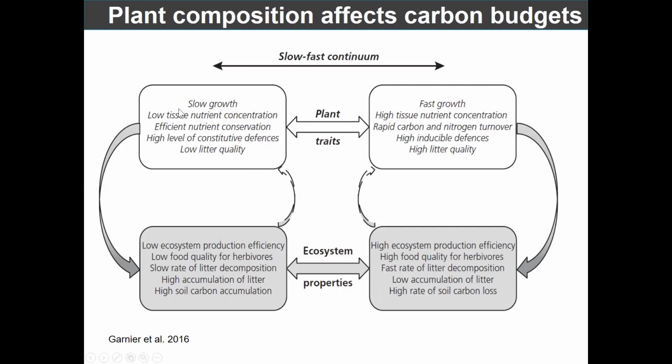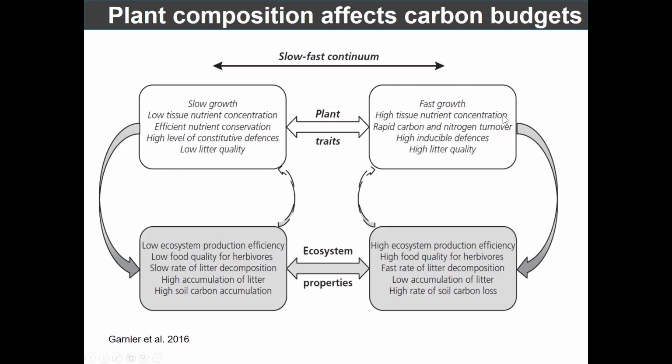So if you can see here on the left, we have plant communities dominated by slow growth or low tissue concentration. And when you have communities dominated by slow growth rates, these communities are going to be very good at storing carbon over time. For example, they will have low ecosystem production efficiency, or they will also accumulate litter over time and will have a very slow turnover rate. And as a result, they will be better at storing higher amounts of carbon in the long term.